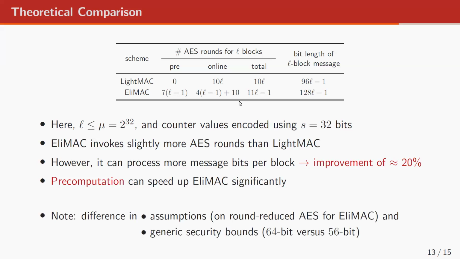I would like to make some important notes. Of course, the assumptions are different. In LightMac, you assume that AES is PRP secure. We need PRP security of AES, but we also need that 4 rounds of AES is XOR universal and 7 rounds is mu independent. And the security bound is slightly worse. Based on the assumptions for AES, for LightMac AES, you get 64 bits of security. We get 56 bits of security for the instantiation. So there is this trade-off possible.